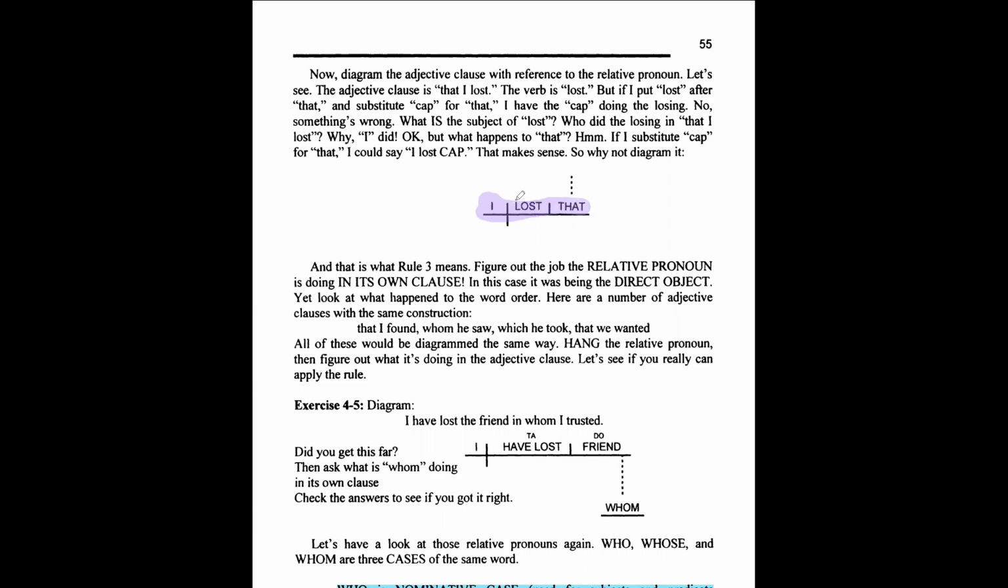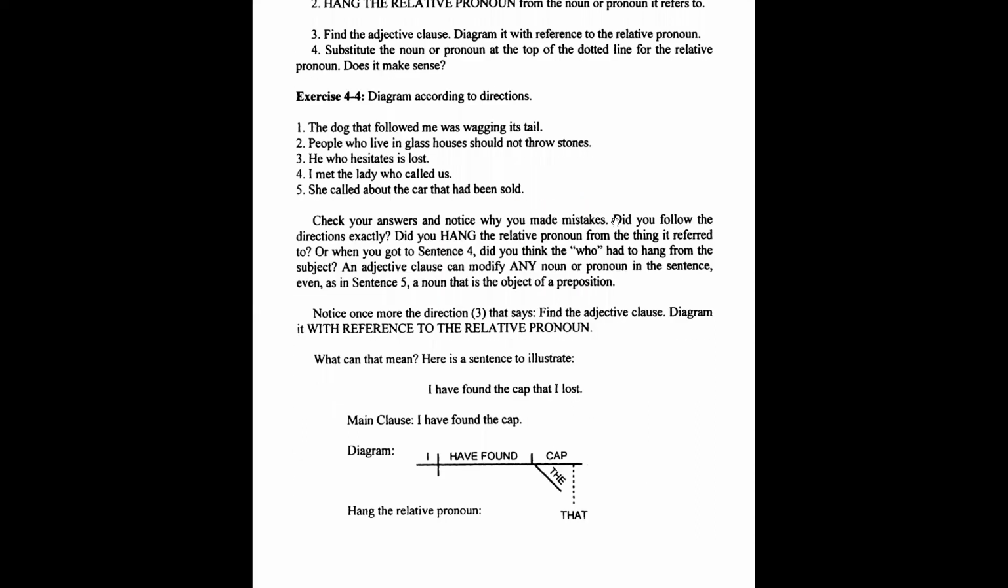So why not diagram it: I lost that. And that is what rule number 3 means. Figure out the job the relative pronoun is doing in its own clause. In this case, it is being the direct object. Look at what happened to the word order. Here are a number of adjective clauses with the same construction. So this is very important. Let's go back up here. I have to ask for rule number 3. It says diagram with reference to the relative pronoun.